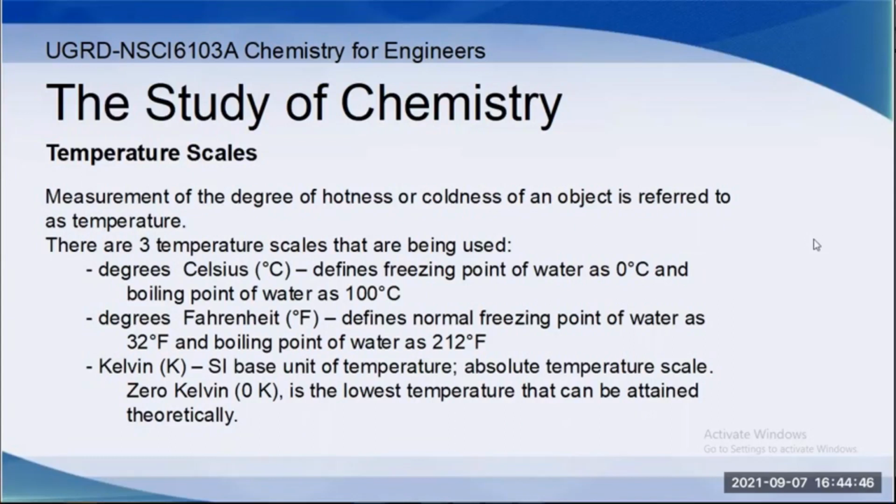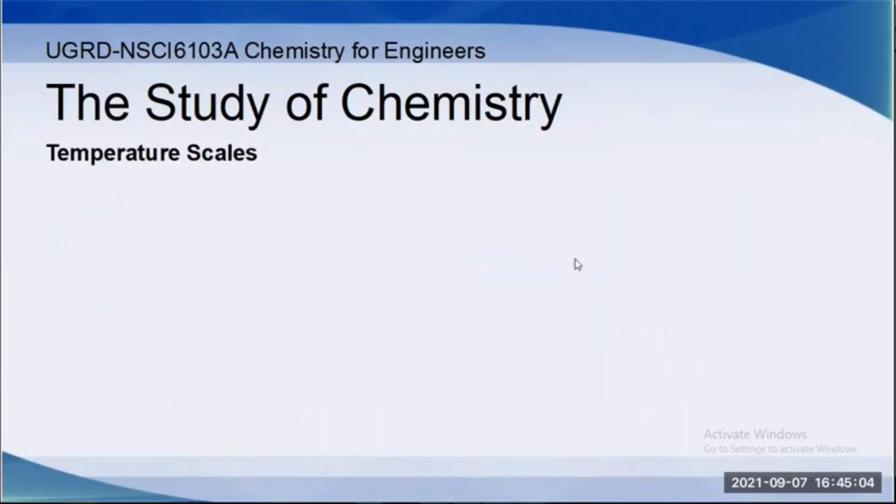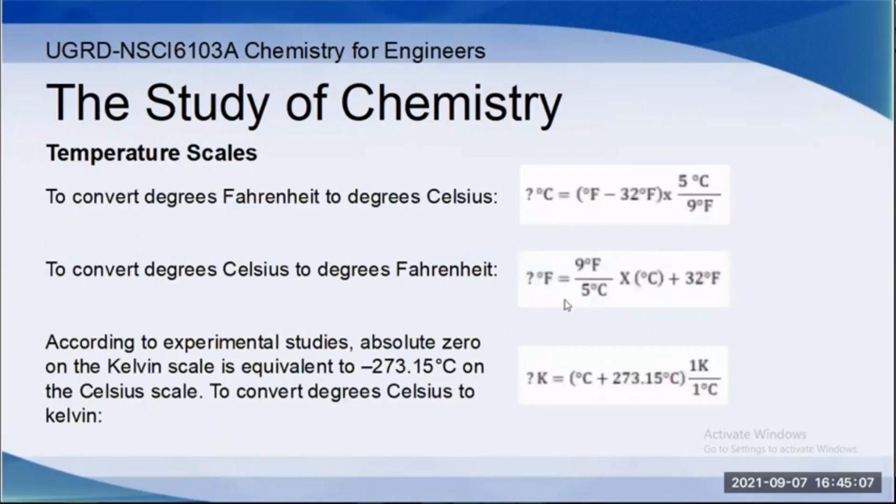For degrees Celsius, the freezing point of water is 0 and the boiling point is 100, as we all know. For Fahrenheit, that is 32 degrees Fahrenheit freezing point and 212 degrees Fahrenheit boiling point. Then we have the conversion between the scales. Even though you can just type in Google 36 degrees Fahrenheit to Celsius and it will show up, let's still try to understand how the conversion works.